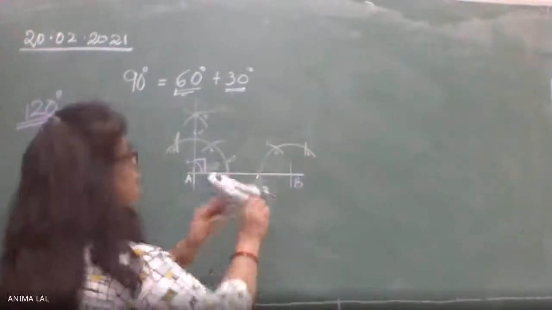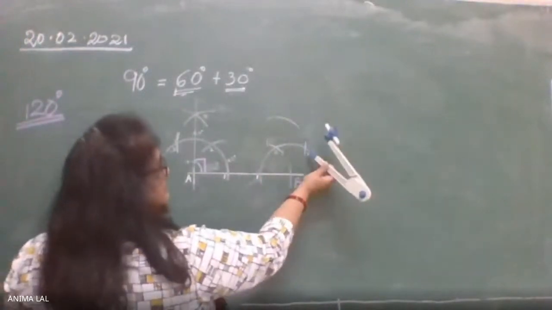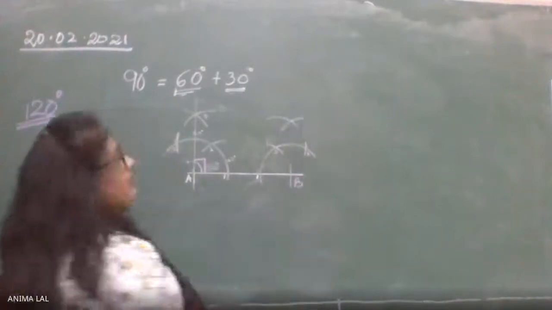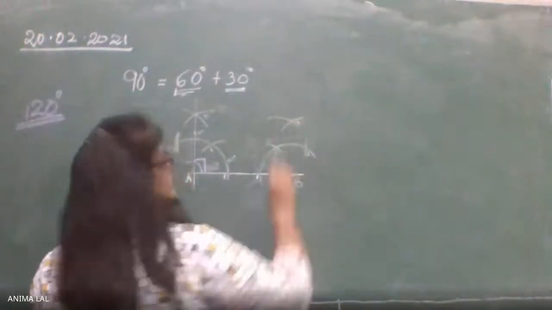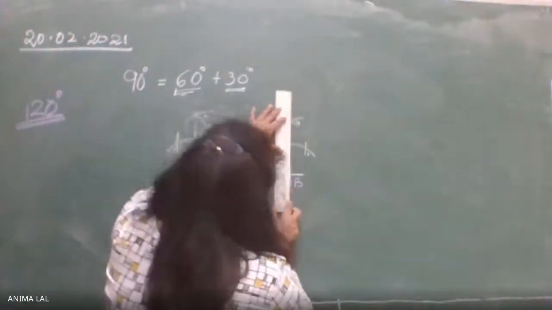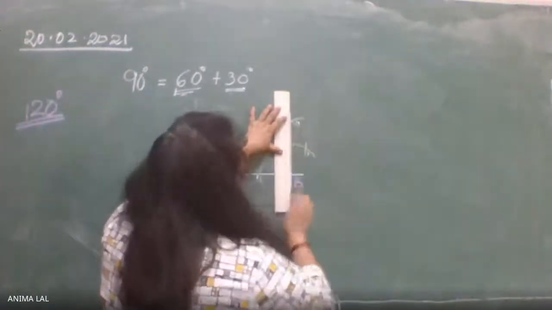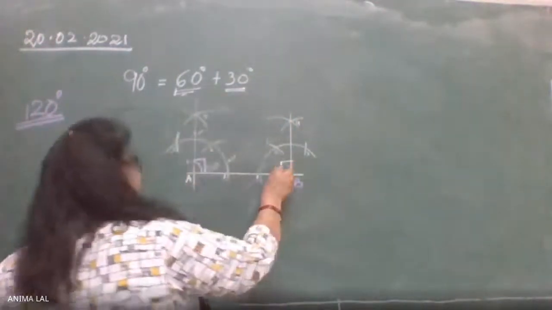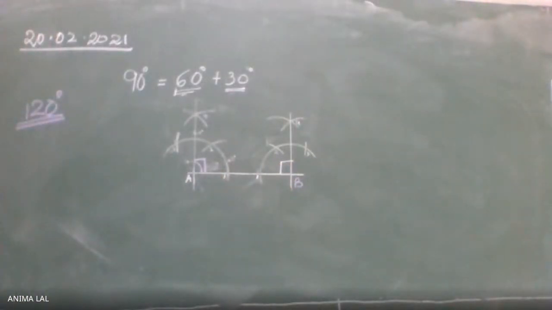Then from 2, draw an arc above it. Same radius from 3, cross that arc. So you will get a point 4 here. Now join point 4 with B. If you join point 4 with B, you will get a 90-degree angle. That is how we construct a 90-degree angle using the big arc.